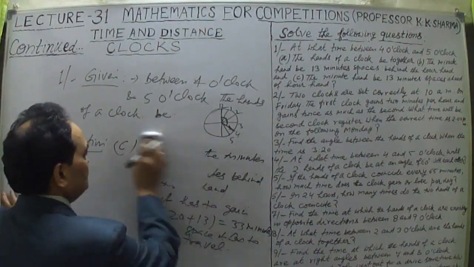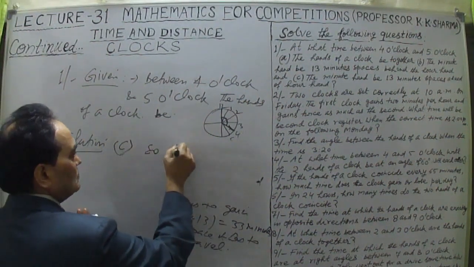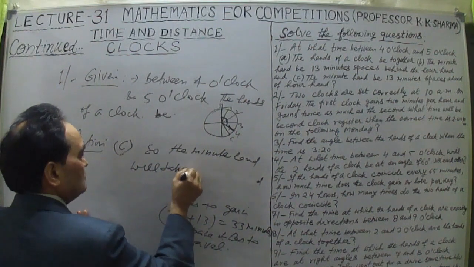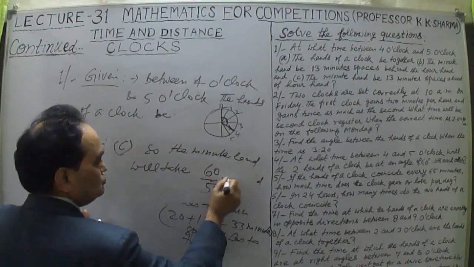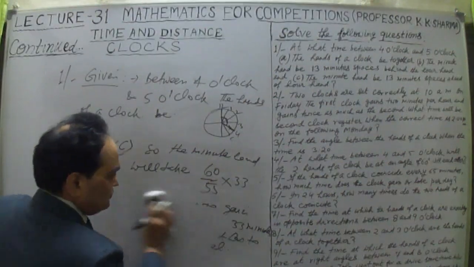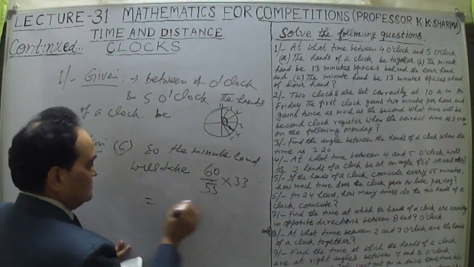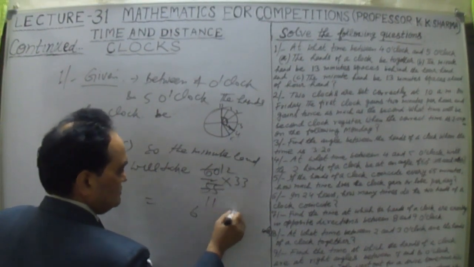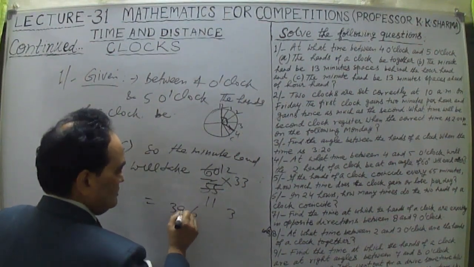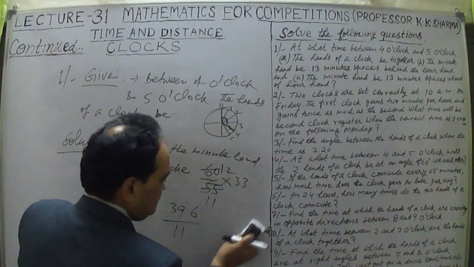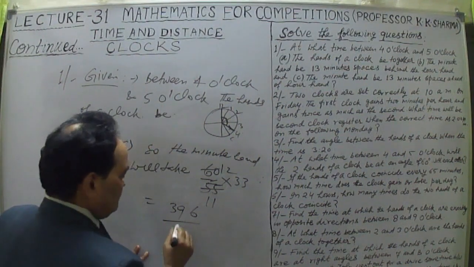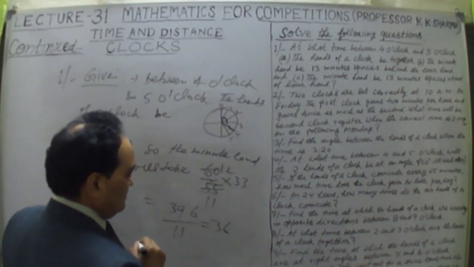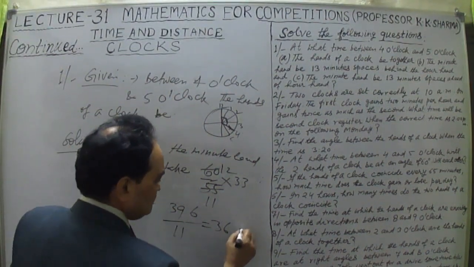Okay, so for that we find out by the same formula. The minute hand will take again 60 upon 55 into 33. This is a very important point here. With the help of this formula, 55 is 5, 11 times, 60 is 5, 12 times. 12 threes are 36. So 396 upon 11, what time will there be? Let me divide it. 11 threes are 33, 33, 36. So 36 minutes completely. Very good.